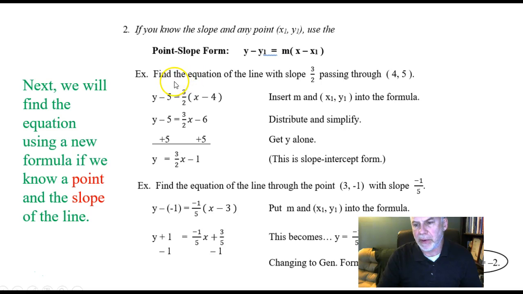So let's see how to use this. So if you're given a problem, find the equation of the line with slope 3 over 2 passing through the point 4, 5. Okay, so 4 is the x1, 5 is the y1, and the slope, your m value, is 3 over 2. So I'm going to plug all those in. So y minus y1, now y1 was 5, so y minus 5 equals m, the slope, 3 over 2, times parentheses x minus x1. x1 is 4 here. So then you distribute the 3 over 2 times x and 3 over 2 times negative 4.